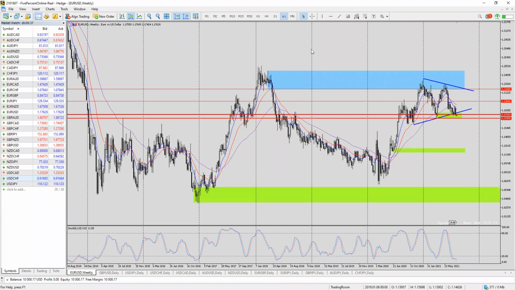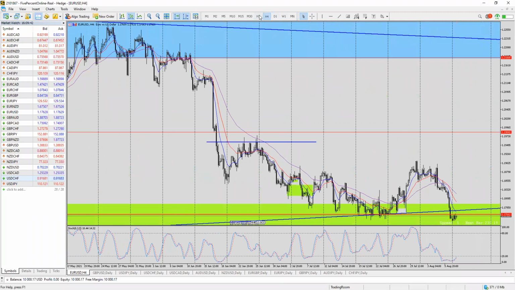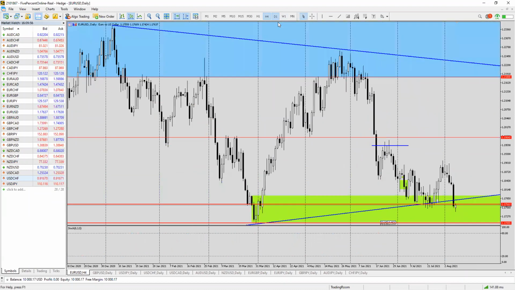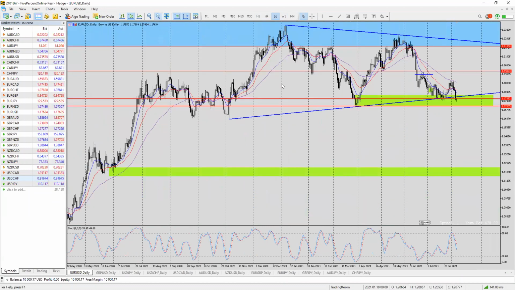So for the coming week, I would look for an opportunity to go short either around 117 or 117.80 or so, just below this trend line, which has been broken. Again, this blue trend line, as you can see, it's been tested and last Friday broken.